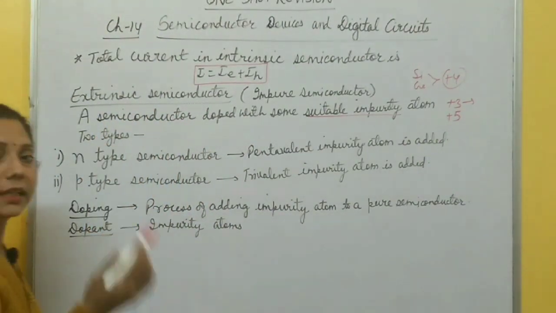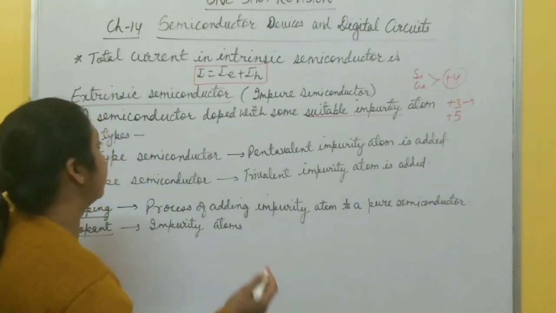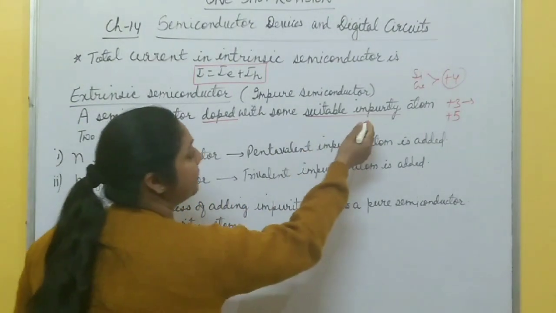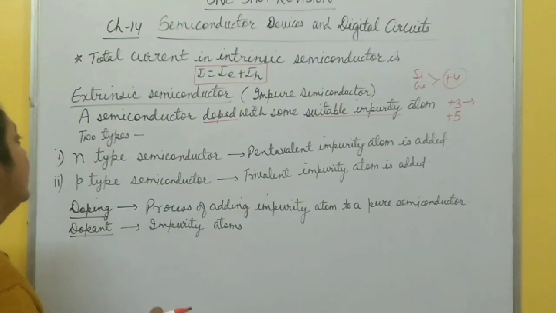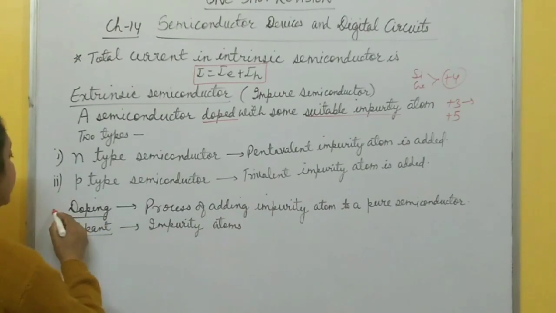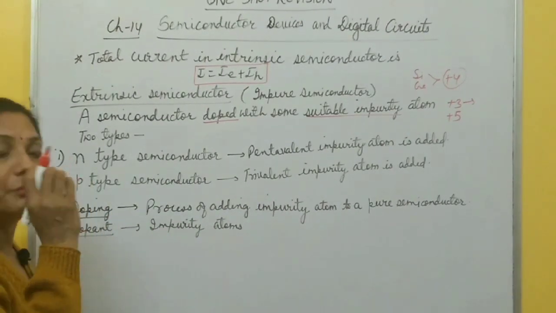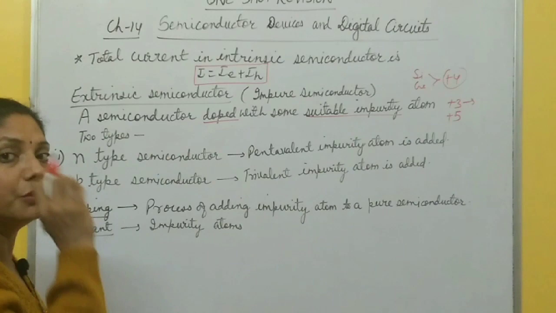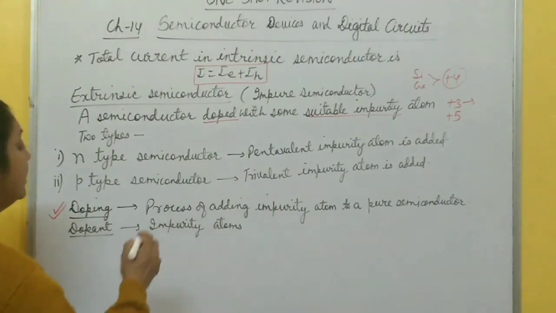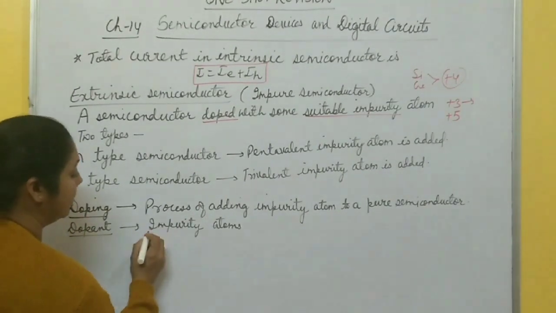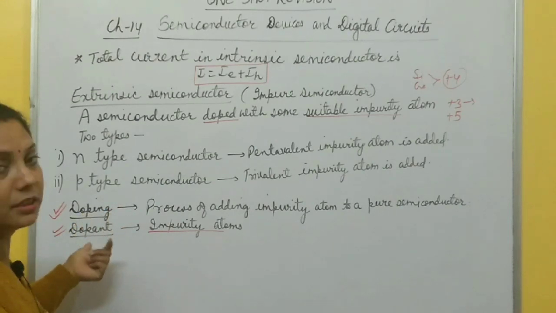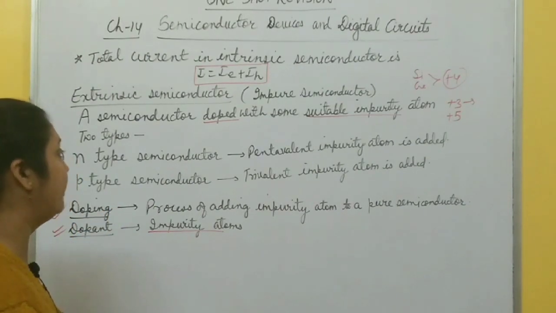So to increase the conductivity of an intrinsic semiconductor, it is doped with some suitable impurity atom. This process of adding impurity to a pure semiconductor is called doping. And the impurity atom which is added to a pure semiconductor to form an extrinsic, or you can say impure, semiconductor is called a dopant. You must know these terms: what is doping, what is a dopant.